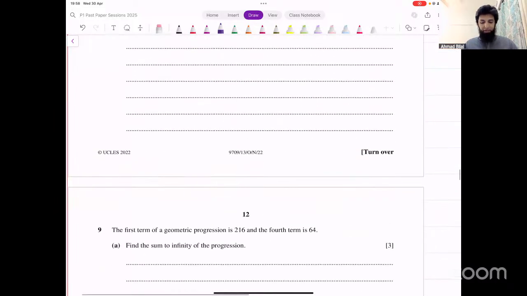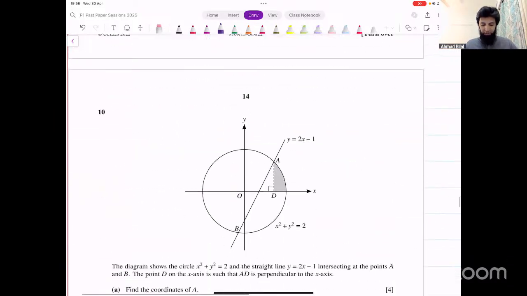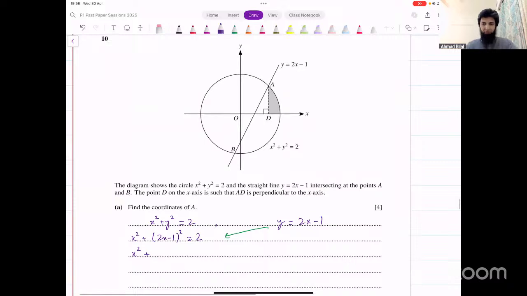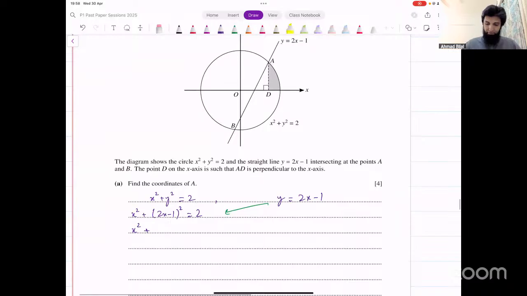All right, let's move on to question number 10. So we've got these two equations, these two functions. One is a circle, the other is a straight line, right? Now, we have to find the point A. That's the point of intersection of the circle and the line.